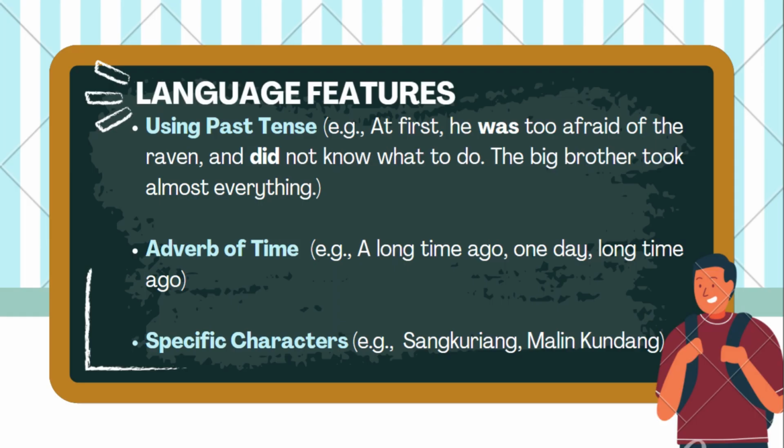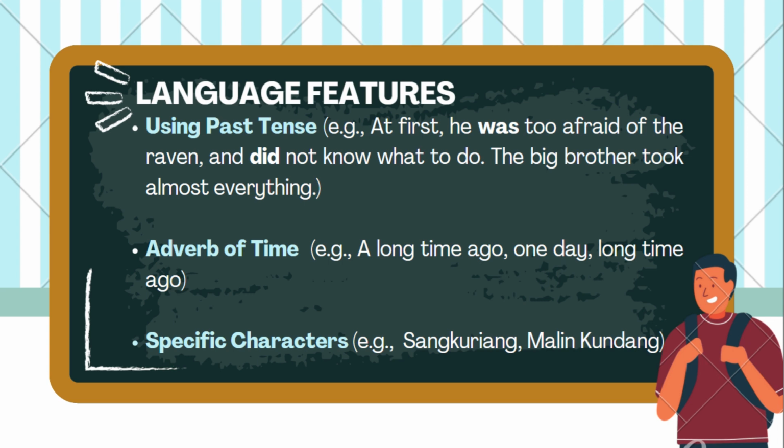Now we're going to talk about the language features. The first language feature of narrative text is that it uses past tense. For example, at first he was too afraid of the raven and did not know what to do. The second example, the big brother took almost everything. Here in these sentences, we can find the use of past form verbs. And the second language feature is the use of adverbs of time. For example, a long time ago, one day. These are examples of adverbs of time in narrative text.